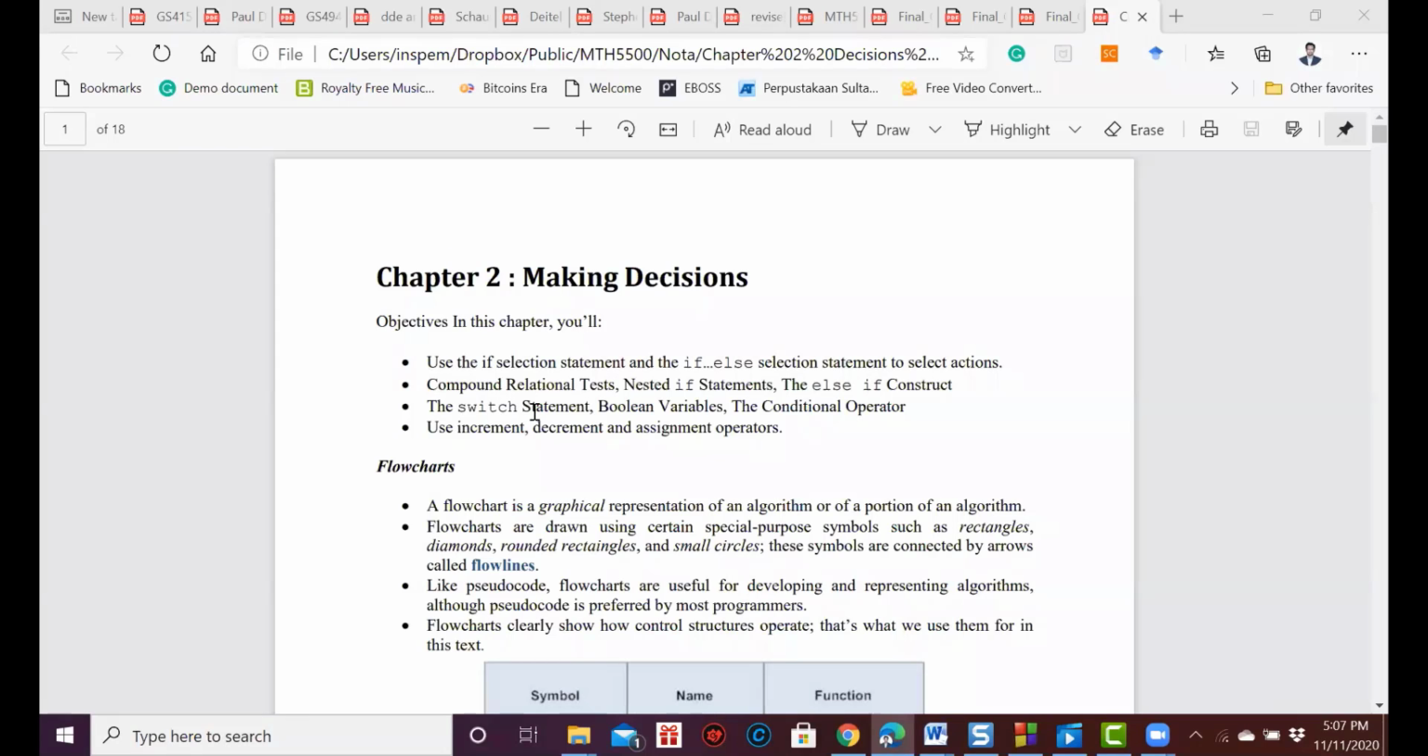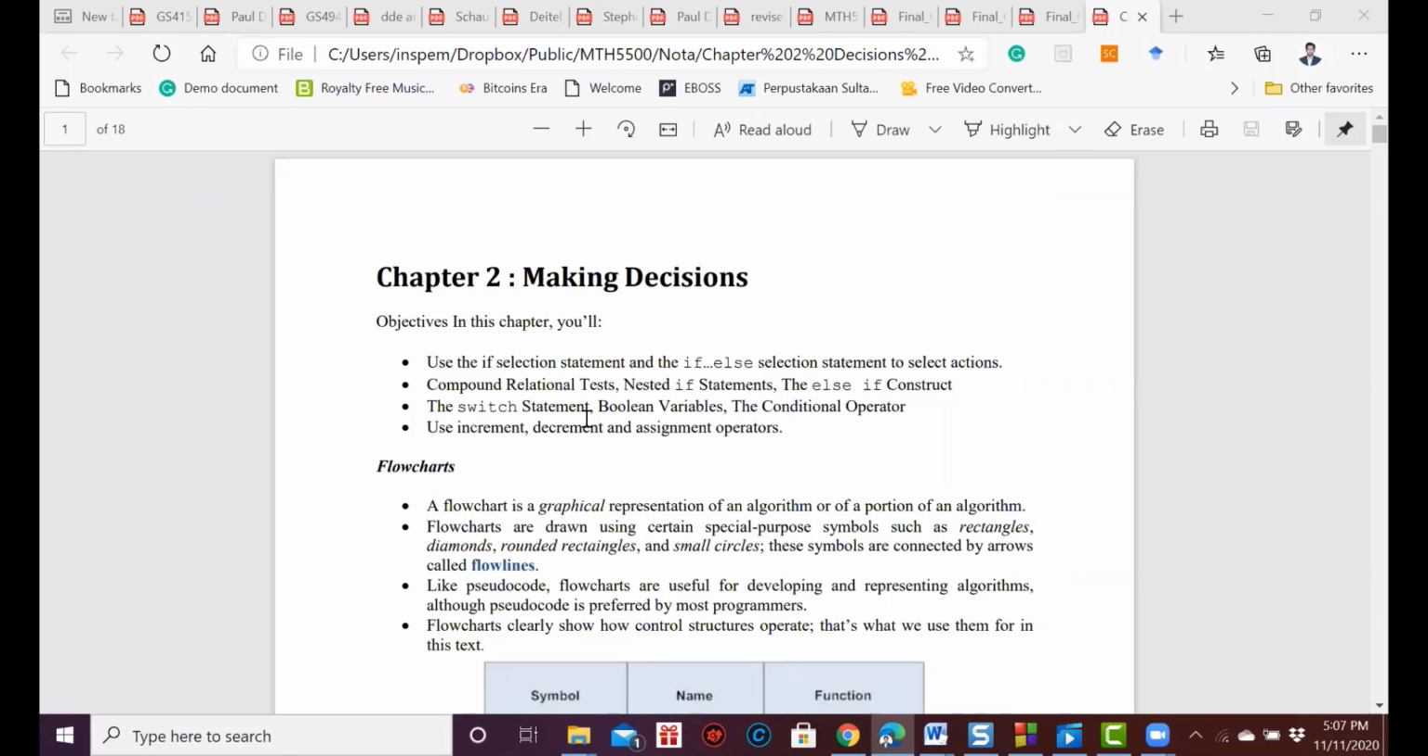And then the switch statement. The switch statement is a special selection in C. Later we will discuss it also. Then the Boolean variable and the conditional operator, we also discuss. And then increment and decrement, then the assignment operator. Increment and decrement, I think we have discussed previously, but we will look at them in this chapter also.